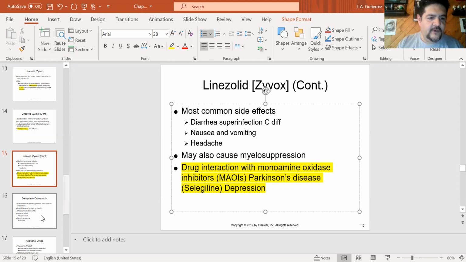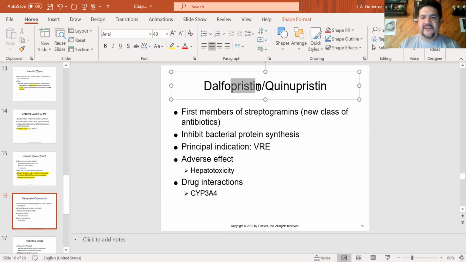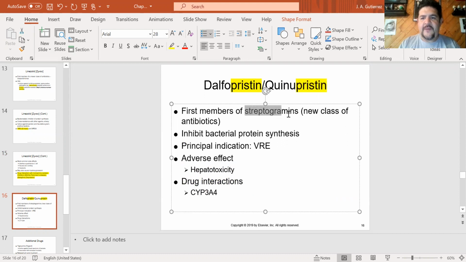And let's talk real quick about other new drugs that are in the field. Dalfopristin, quinupristin. They end in pristin, as you can see right here. And they belong to a family called streptogramins. The highlight is that the indication is for vancomycin-resistant enterococci. Again, bacteria that we find in the GI system, GI tract.